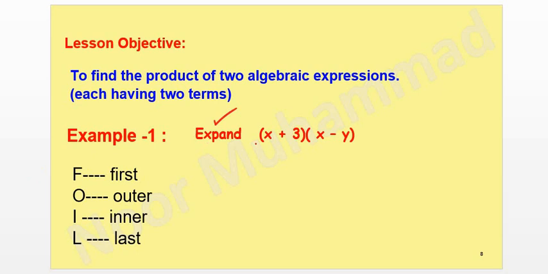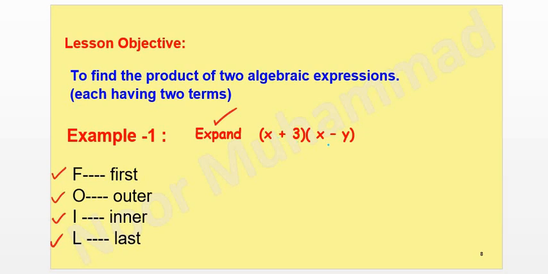Now by the way, it's very easy. When we start the question, you will see it will become very easy. But if you find any difficulty, you can remember this word. It is called FOIL. F for first, O for outer, I for inner, and L for last.